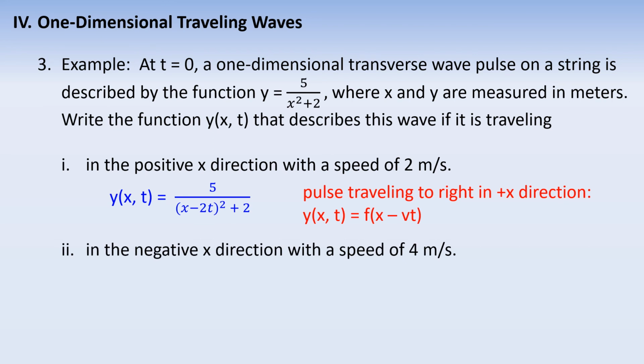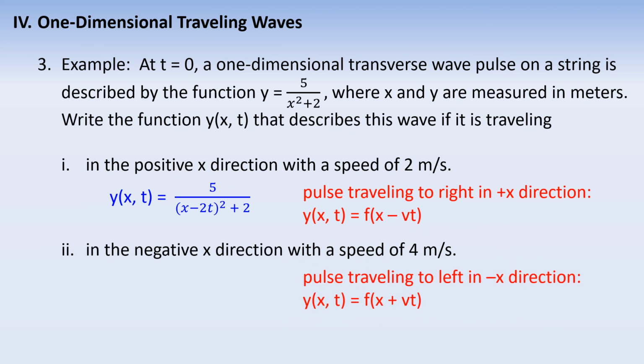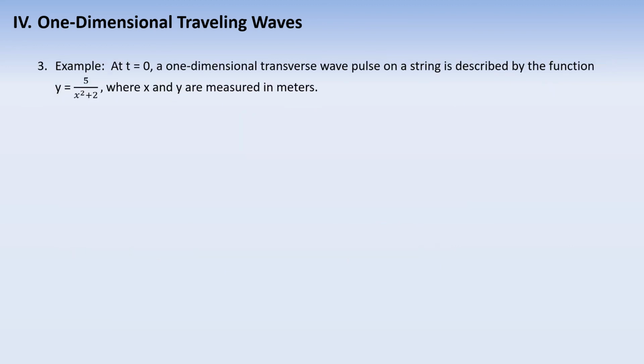If we wanted to similarly make that wave pulse travel in the negative x direction at a speed of 4 meters per second, recall that a pulse traveling in the negative x direction must be a function of x plus vt. So taking our waveform at a specific time and replacing the x with the expression x plus 4t now gives our wave pulse motion in the negative x direction.